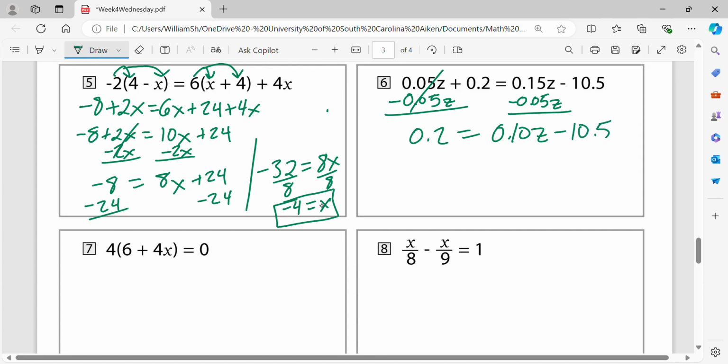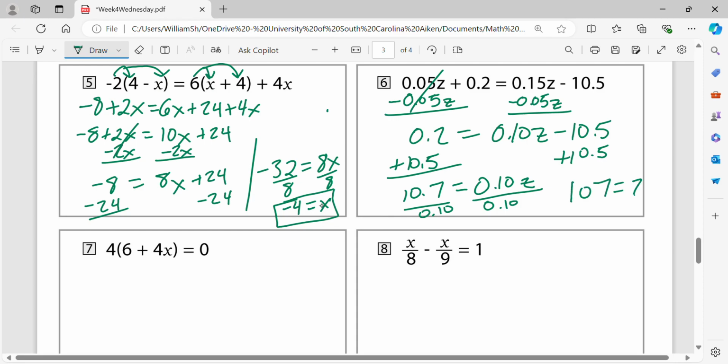Okay. Still have to get the z by itself. So I'm going to add 10.5 to both sides. Okay. This is going to give us 10.7 equals 0.10z. I'm going to divide both sides by 0.10. Okay. Now 10.7 divided by 0.10 should give us 107. Alright, technically all we're doing is moving the decimal place one place.